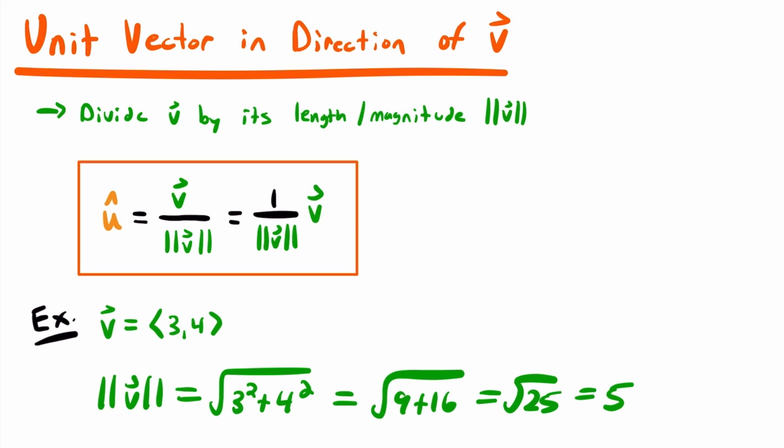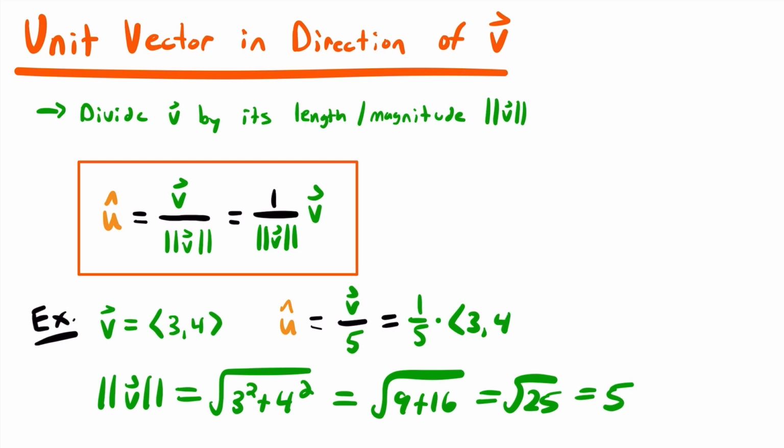If we want to find a unit vector in the same direction of v, all we have to do is divide this vector by 5. So here's what that will look like. Our unit vector will be equal to vector v divided by 5, or another way to write that would be 1/5 times vector v. And vector v, we know, is this vector right here, so I'm actually going to replace that. I'm going to write it like this.